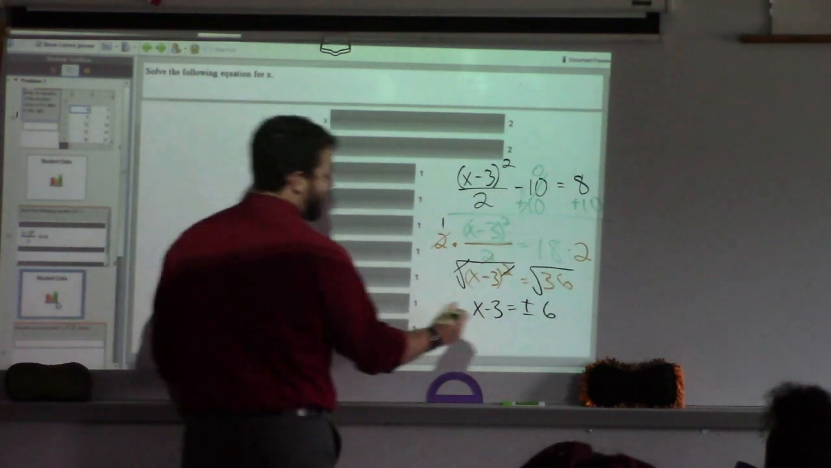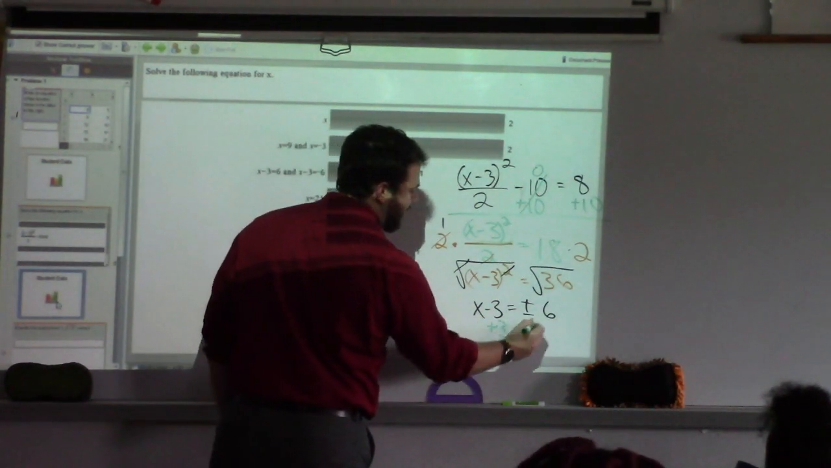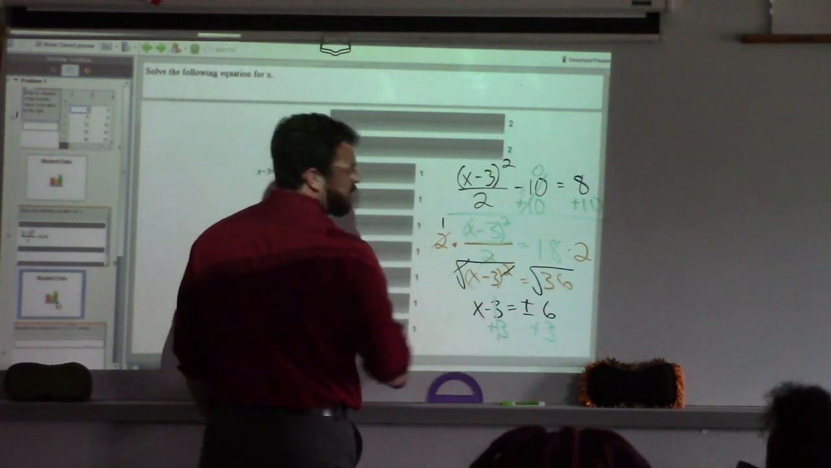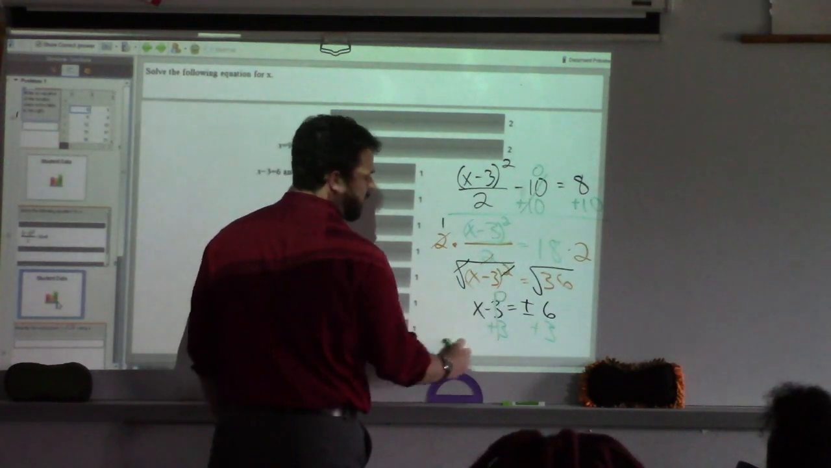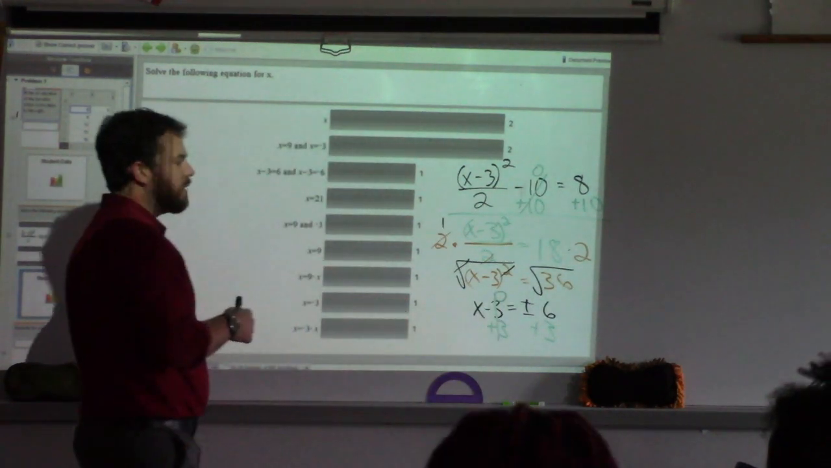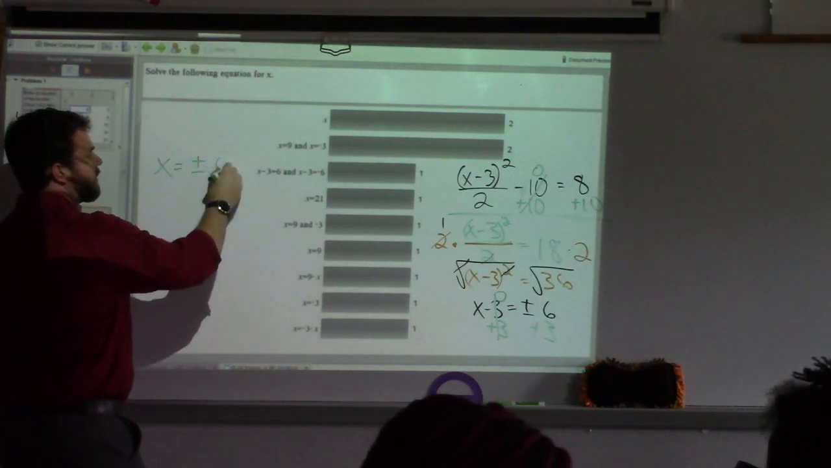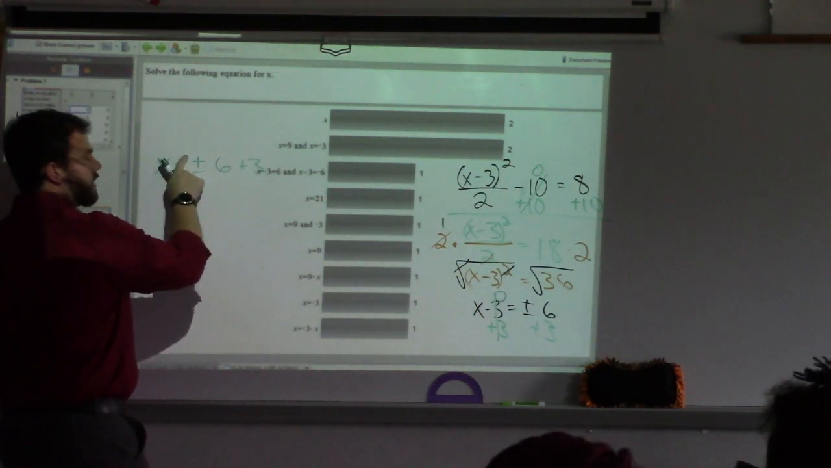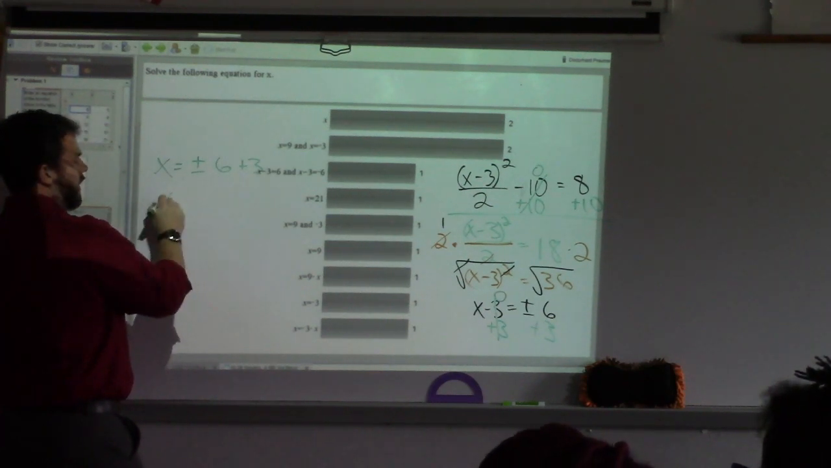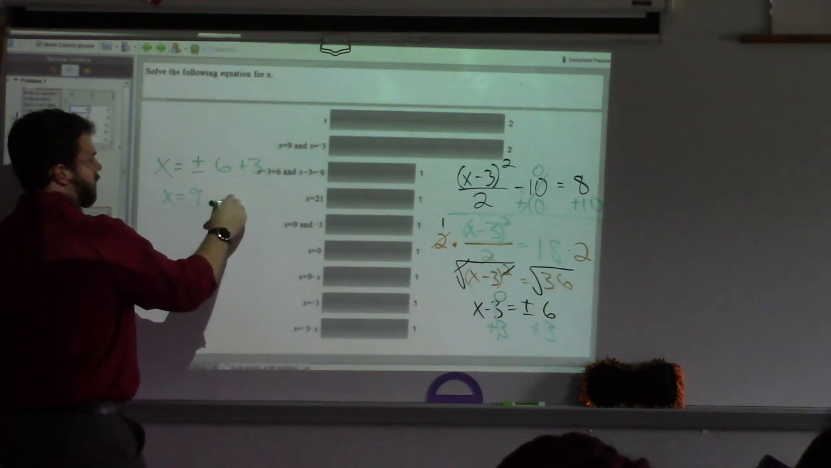Plus 3. Good. We are subtracting 3, so we're adding 3. Negative 3 plus 3 is 0. Now, what I do want you to remember is, what that literally is saying then, is that x is equal to a positive or negative 6 plus 3. So what is a positive 6 plus 3? 9. So it's equal to 9.